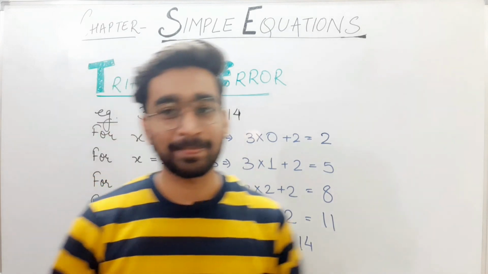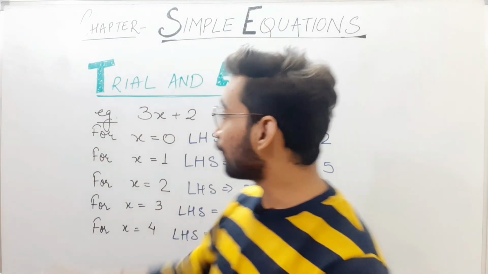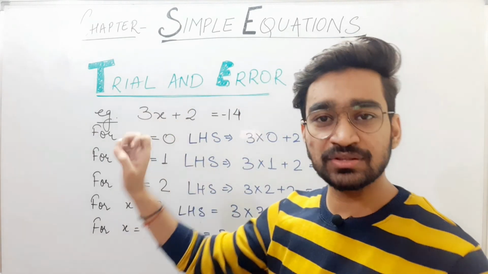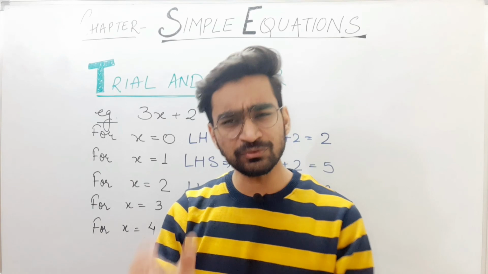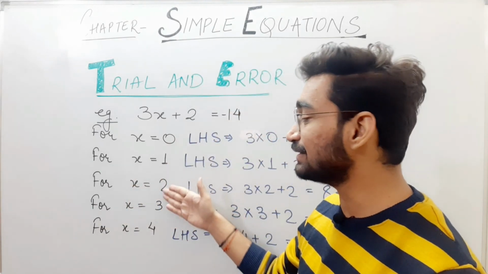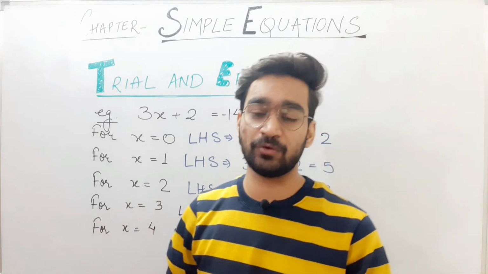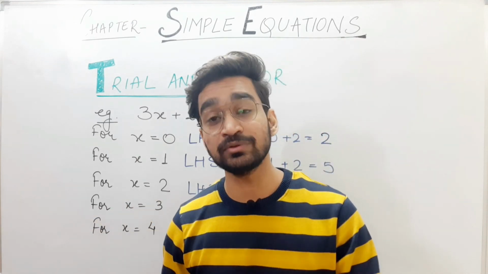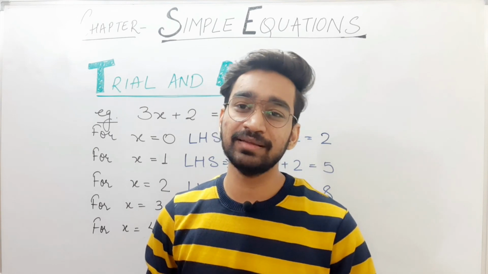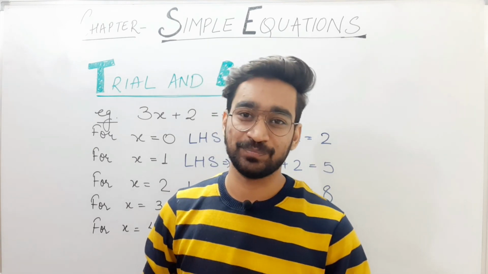But you have seen that while solving just a very small equation, 3x plus 2 is equal to 14, we have to use many steps and it is too time consuming. What alternative method can we use for that? Find out the alternate method in my next video.